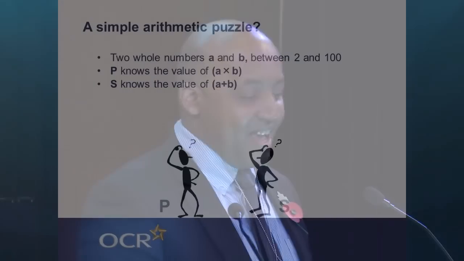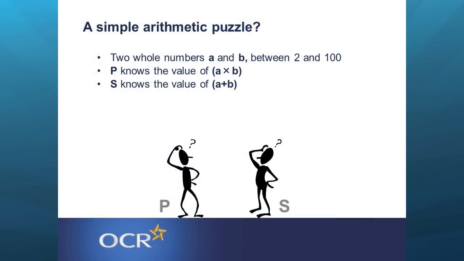But I thought I'd start first of all with a simple arithmetic puzzle. All you need to solve this puzzle is some basic arithmetic and some simple logic, so you should be fine with it. It is about these two guys, P and S. Some of you might know the puzzle already. They have this meeting, and they have this information about two numbers, A and B. P knows the product of these two numbers, and S knows the sum of these two numbers.